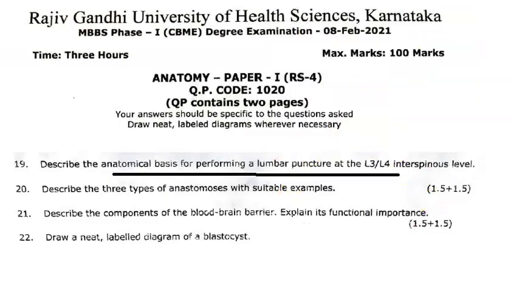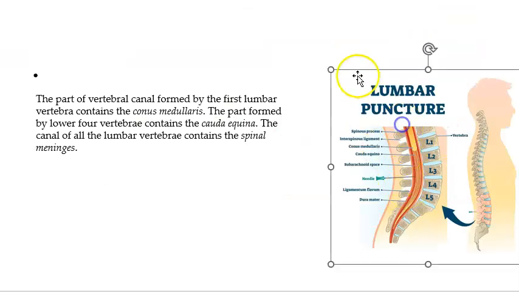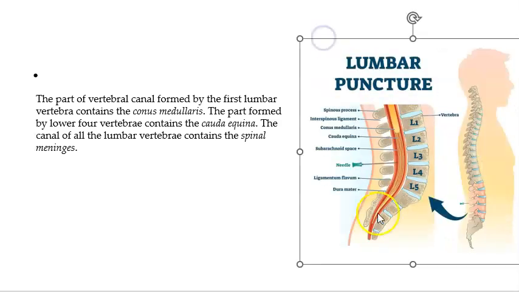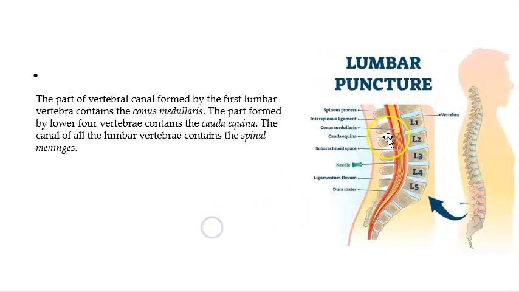So, the answer here is that the spinal cord is there in the vertebral canal, correct? So, at L1 level, you have what is called as the conus medullaris. The part of the vertebral canal formed by the first lumbar vertebrae contains the conus medullaris. You want to avoid this.